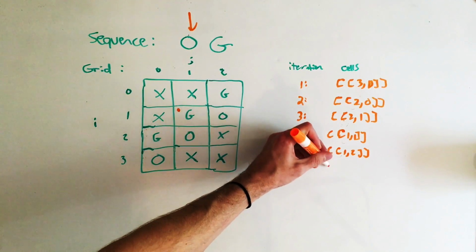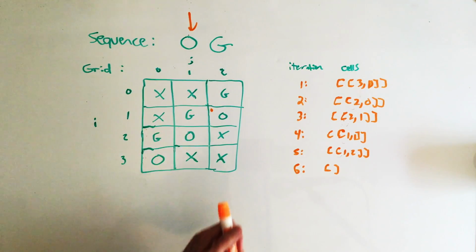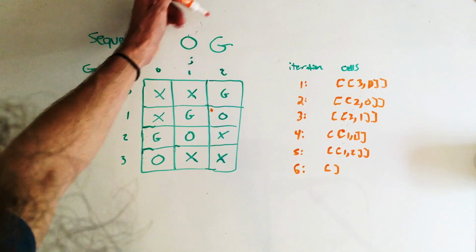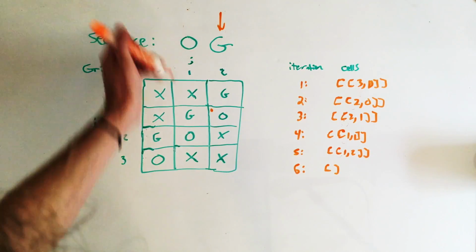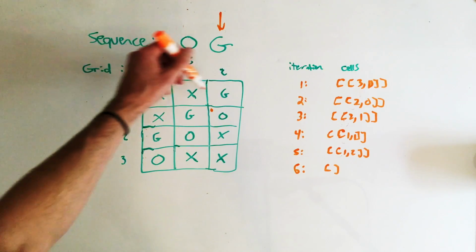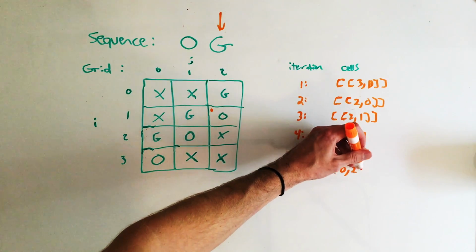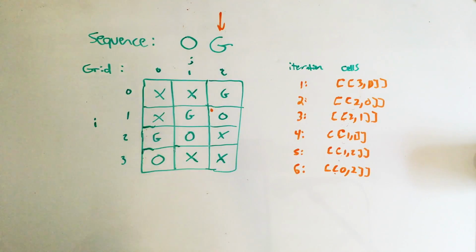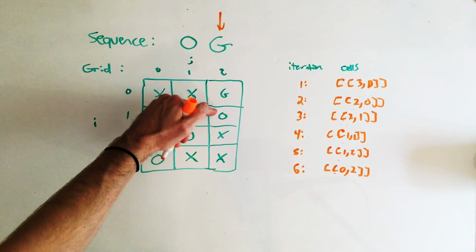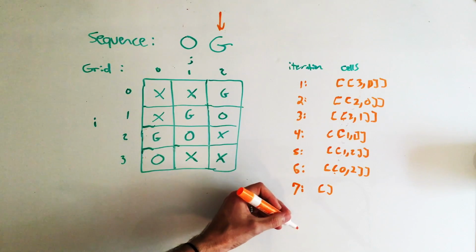Iteration 6, we remove 1, 2, which puts us at 1, 2. Increment the sequence. And then we check, and it happens to be that 0, 2 is the only location we can go to. And then for our final iteration, 7, we remove the slot.